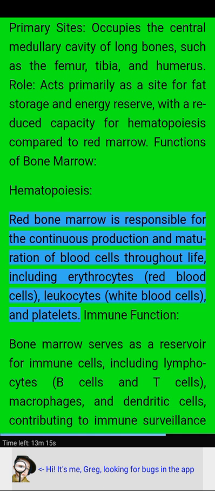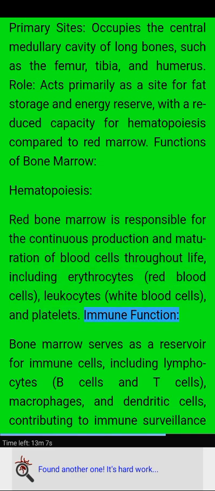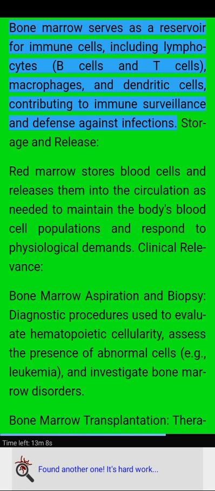Hematopoiesis. Red bone marrow is responsible for the continuous production and maturation of blood cells throughout life, including erythrocytes, red blood cells, leukocytes, white blood cells, and platelets. Immune function. Bone marrow serves as a reservoir for immune cells, including lymphocytes, B cells, and T cells, macrophages, and dendritic cells, contributing to immune surveillance and defense against infections.